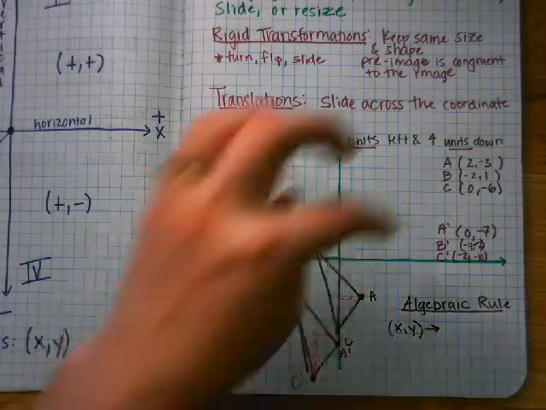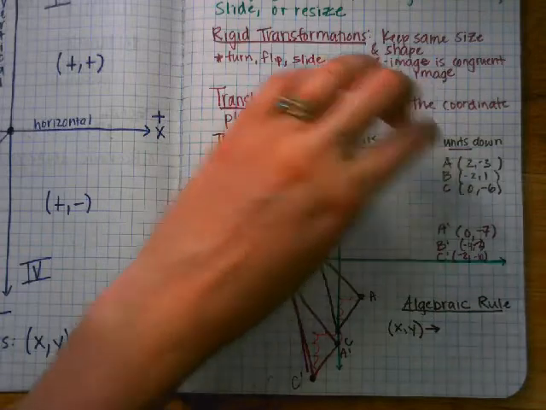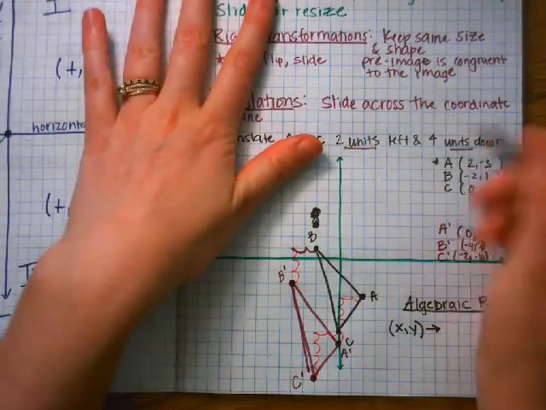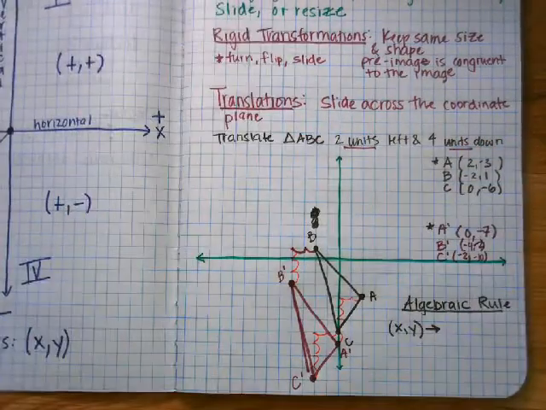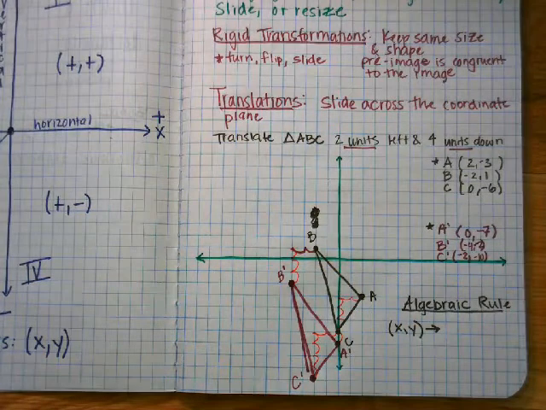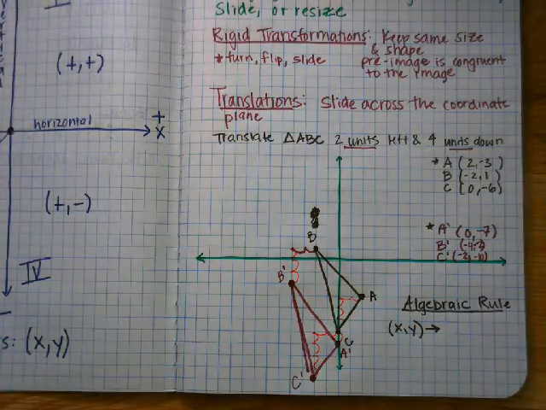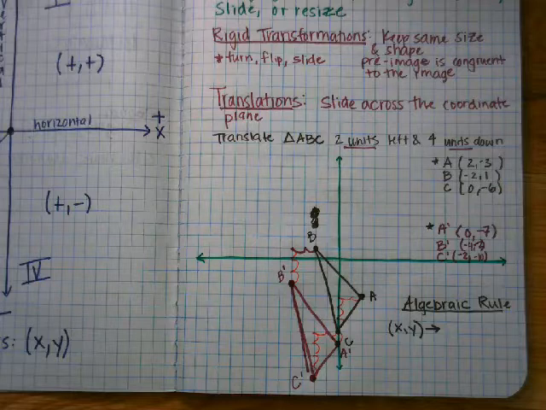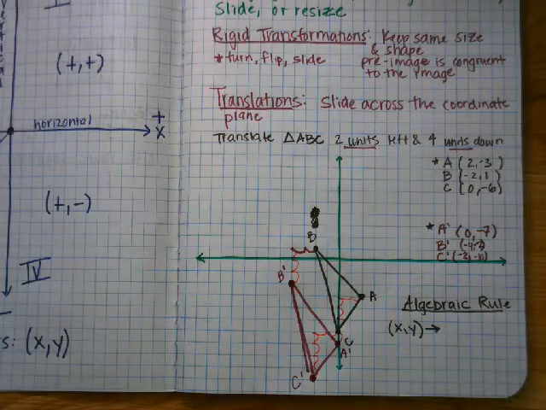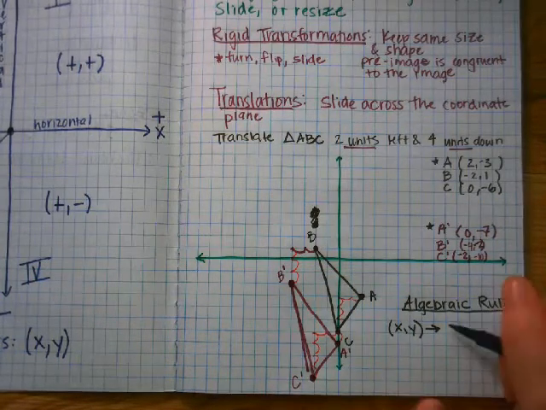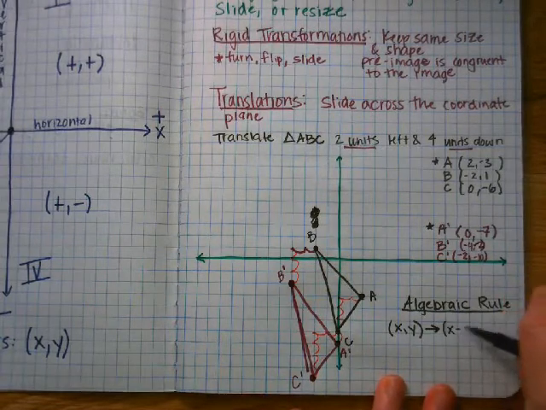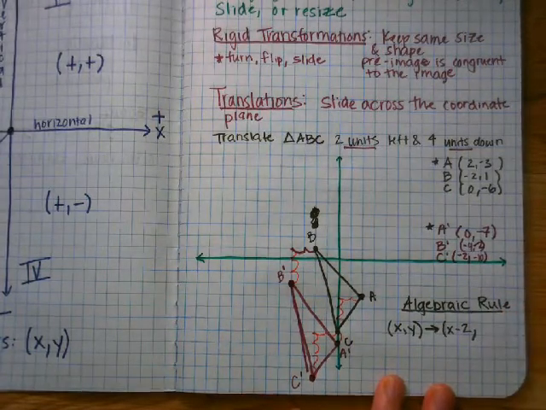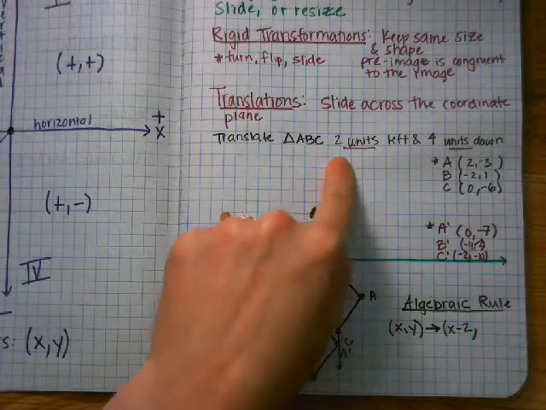Now, what did we do to our x value? So compare a to a prime. How did I get 2 to become 0? Do I add or subtract 2 to make it 0? Good, so that means I took my x value and I subtracted 2. Look, that matches a 2 right there.